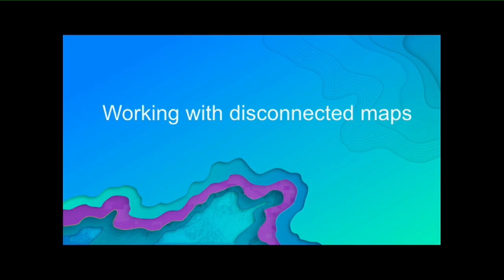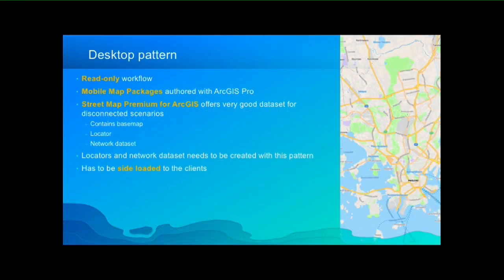So, working with disconnected maps, our fourth pattern. As we said earlier, these are read-only mobile map packages that get created inside of ArcGIS Pro. And that's one of the biggest differences: all the things that we've been talking about so far have been backed by services, or sync-enabled mobile geodatabases, so that you can actually do the editing and the synchronization. But when you create a mobile map package inside of Pro, you no longer have it backed by services, so it is read-only. But the nice thing is it allows you to consolidate data from a variety of other data sources and create a mobile map package with it.